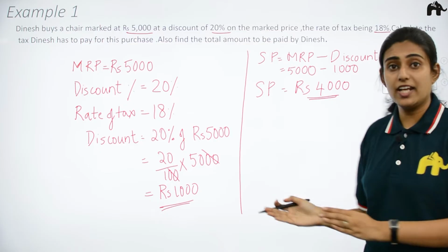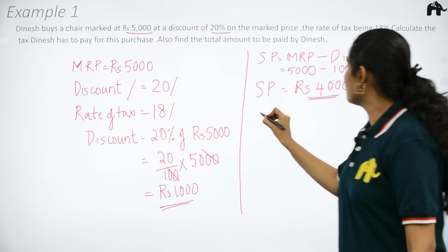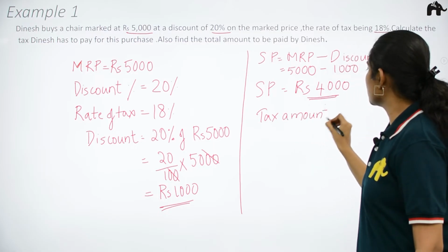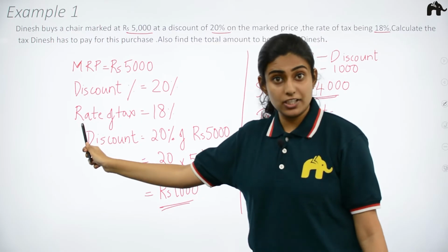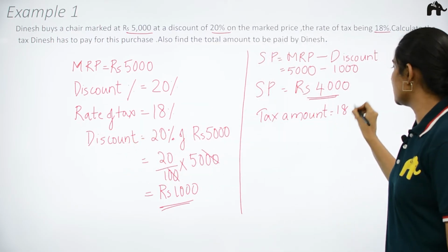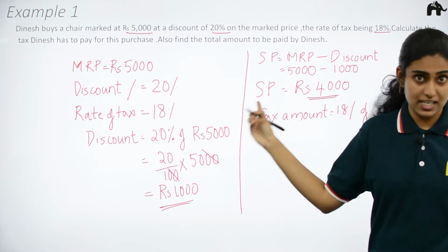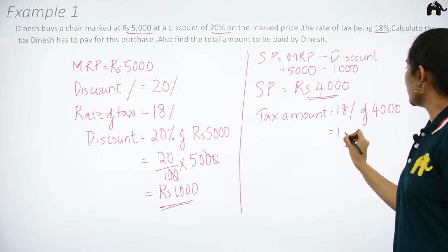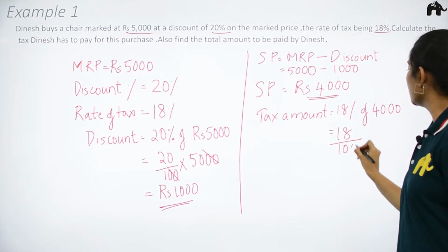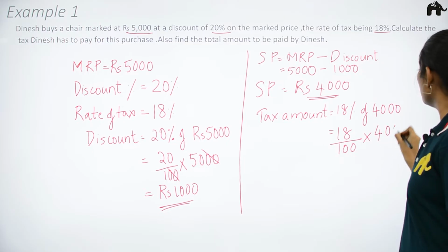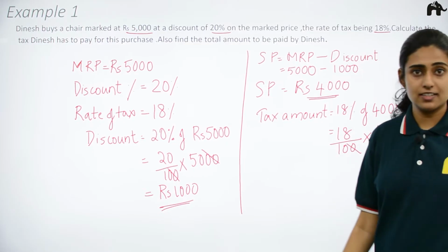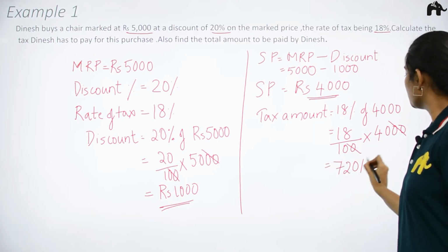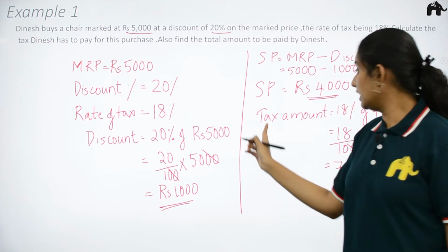Now, we have to calculate the tax amount. Tax amount is calculated with respect to the selling price. Therefore, tax amount is equal to tax percentage, that is rate of tax, which we know is 18%, of selling price. Selling price here is 4,000. So 18 divided by 100 into 4,000. How much do you get? 18 into 40, that is 720 rupees. This 720 rupees is your tax amount.